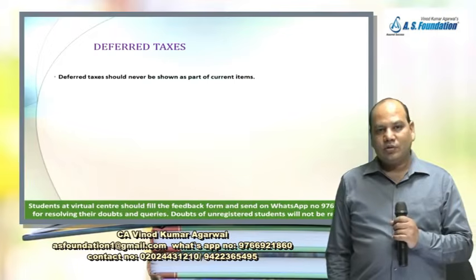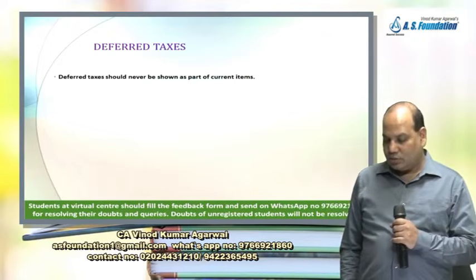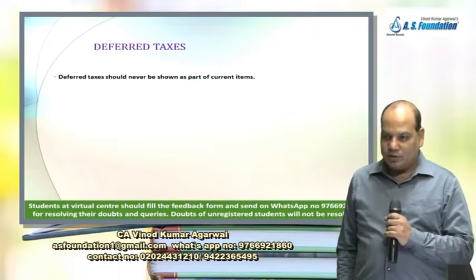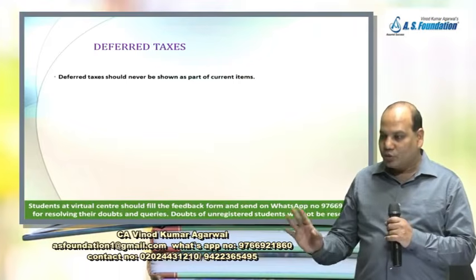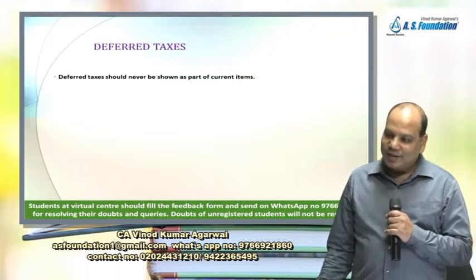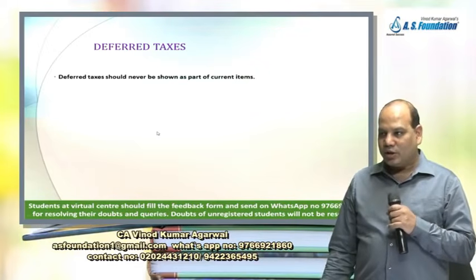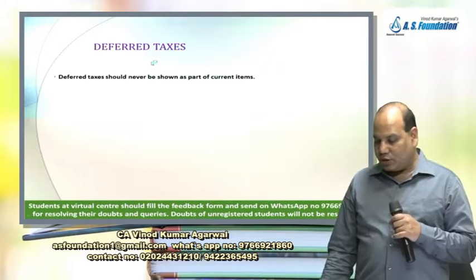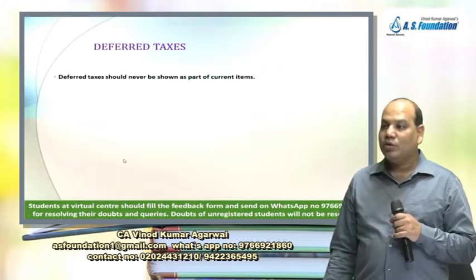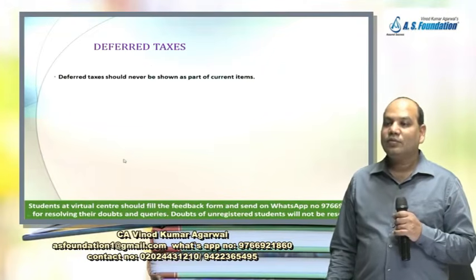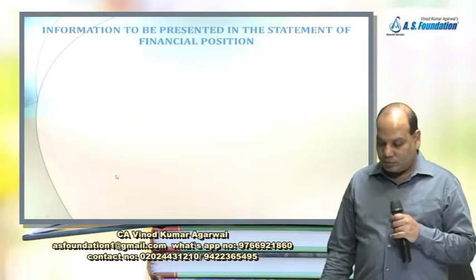What about the presentation of deferred tax? This standard says deferred tax asset or deferred tax liability will never be shown as a part of current items, will be shown only under non-current items. So if it is a DTA, it will be shown in non-current assets, and DTL in non-current liabilities. Okay.